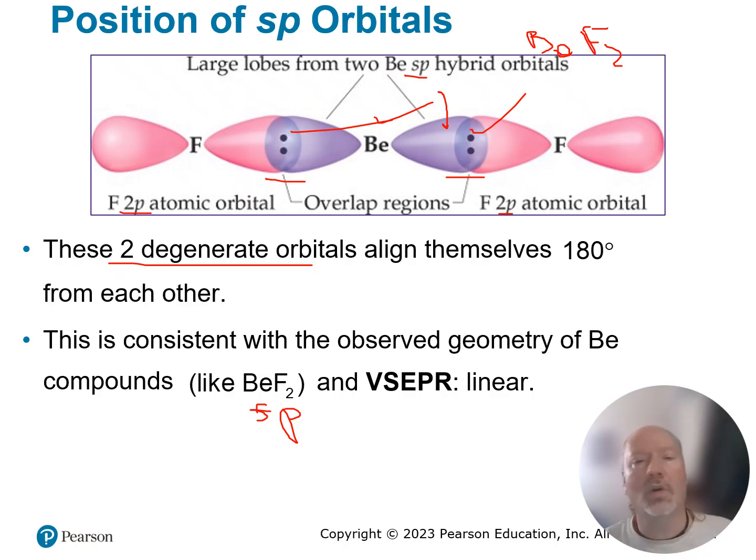Okay, this story is kind of incomplete, and so we'll look at some other things here. We have a linear geometry, which is sp. Remember, I showed you acetylene, carbon and hydrogen, carbon-carbon triple bond, and a hydrogen forms sp as well.